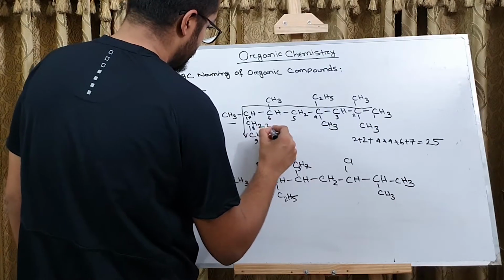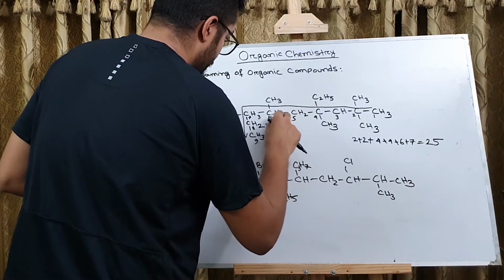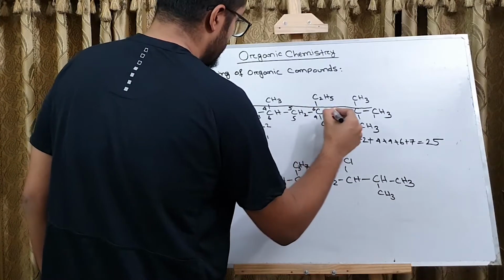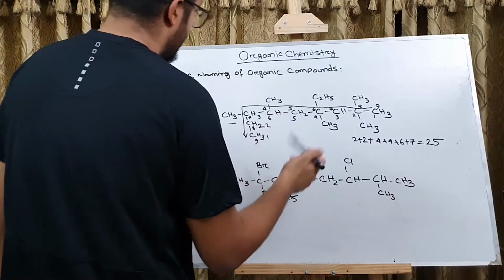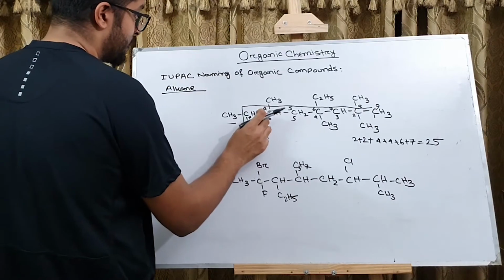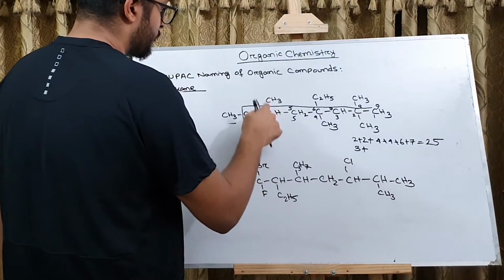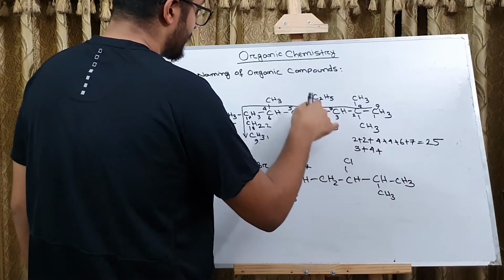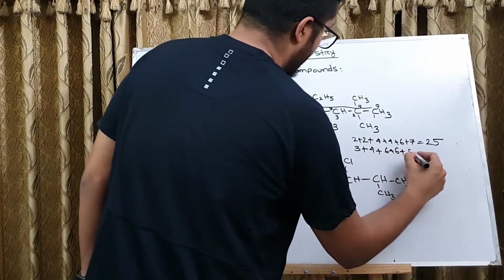This is number 1, 2, 3, 4. Sorry, I think this is kind of confusing. Let's write 4 here. 5, 6, 7, 8 and 9. In this case, I am having the first substituent group at 3rd carbon. This is the number 3 carbon. So 3. Then the second one at 4th carbon plus 4, plus I have 2 at 6th carbon plus 6 plus 6 and 2 at 8th carbon.